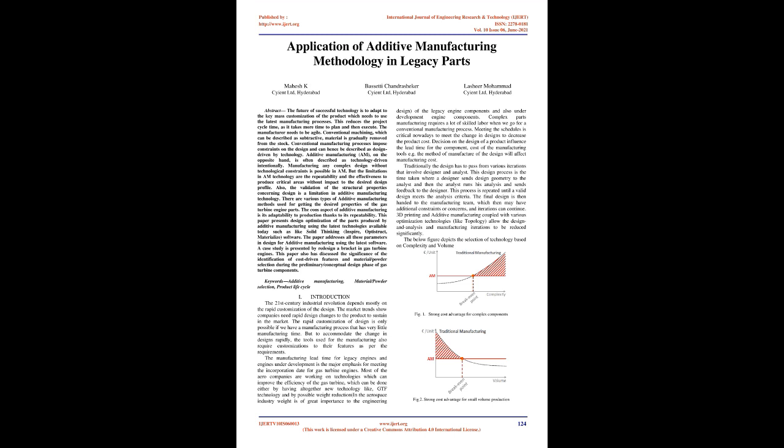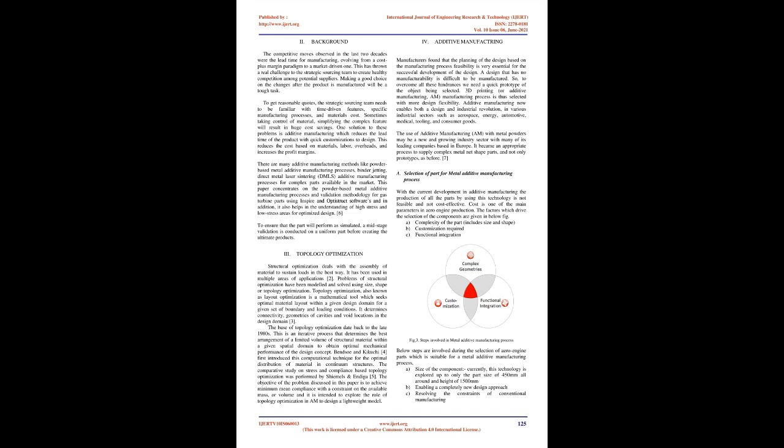Traditionally, the design has to pass through various iterations that involve designer and analyst. This design process is the time taken where a designer sends design geometry to the analyst, and then the analyst runs his analysis and sends feedback to the designer. This process is repeated until a valid design meets the analysis criteria. The final design is then handed to the manufacturing team, which then may have additional constraints or concerns, and iterations can continue. 3D printing and additive manufacturing coupled with various optimization technologies, like topology optimization, allow the design, analysis and manufacturing iterations to be reduced significantly.